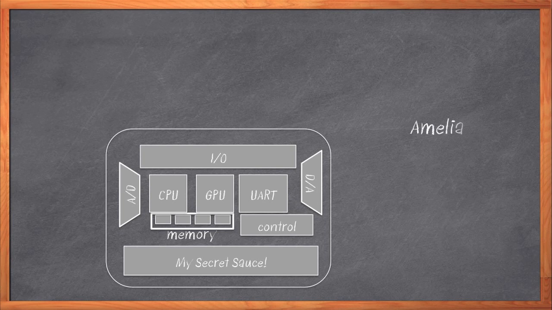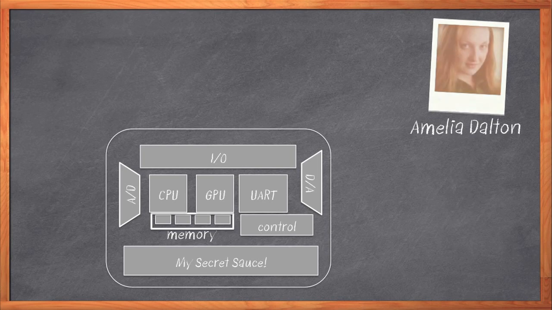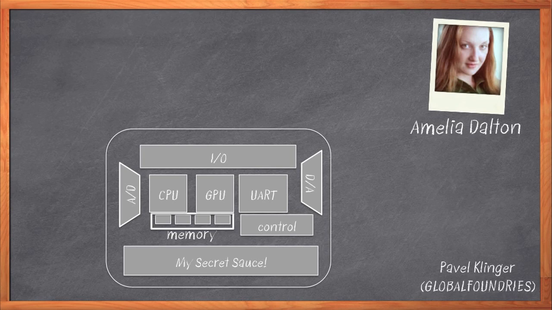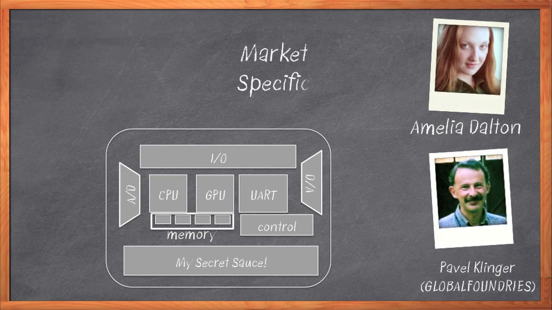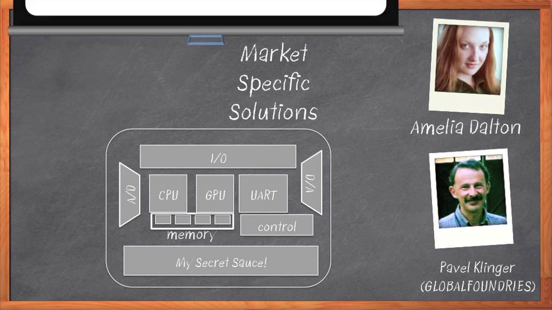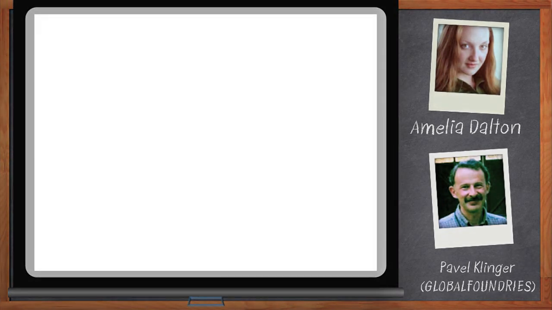I want to waltz in with my secret sauce and quickly add it to a bunch of pre-designed, known good system components so I can get my product out the door without having to spend a year reinventing dozens of wheels. Hi, I'm Amelia Dalton, host of Chalk Talk. In this episode, my guest is Pavel Klinger of GlobalFoundries, and we're going to talk about GlobalFoundries' market-specific solutions, which I have a sneaking suspicion will get me away from that blank canvas issue I'm having. Welcome, Pavel. Thank you so much for joining me today. Thank you. It's a pleasure to be here.